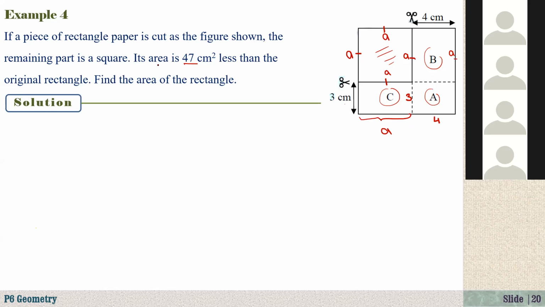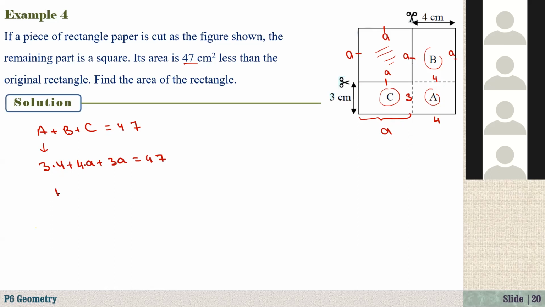So now from the question, its area is 47 centimeters square less than the original rectangle. That means that here A plus B plus C is equal to 47. And how do you find the area of a rectangle? A: width is 3, length is 4, that's equal to 3 times 4. How about B? B: length is A and width is 4, right? So that's equal to 4 times A. How about C? Length is A, height is 3. So that is 3A. On the right hand side, we have 47.